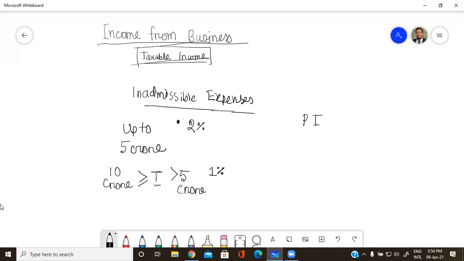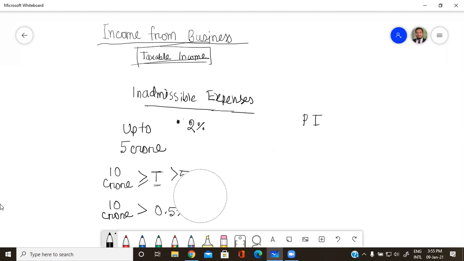1%. Now, if you are a giant company, your turnover is greater than 10 crore. In that case, how much can you spend? 0.5%. 0.5% of what? 0.5% of your turnover, and your turnover exceeds this 10 crore. And you can spend money up to this for free sample distribution. Okay.